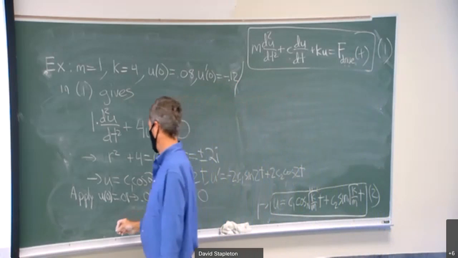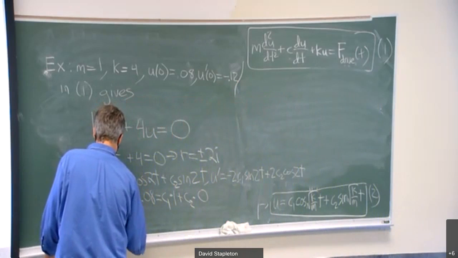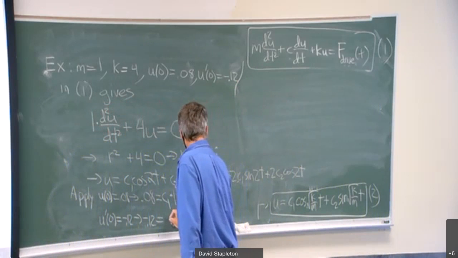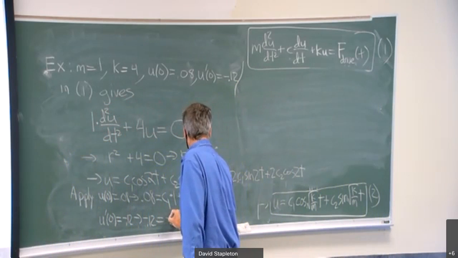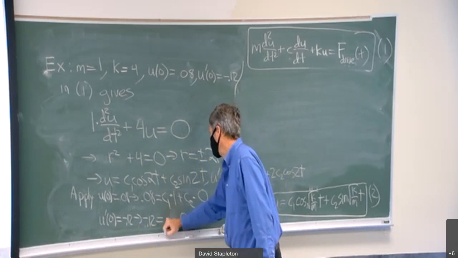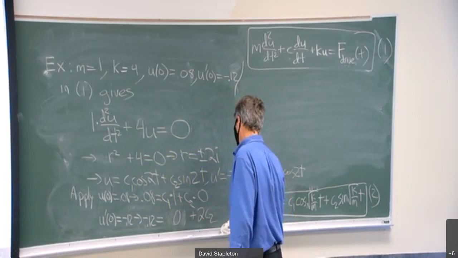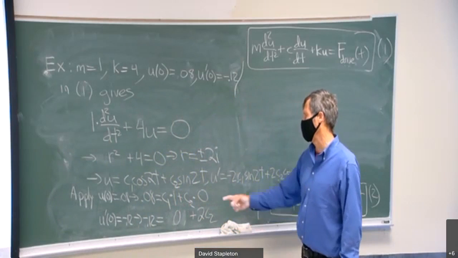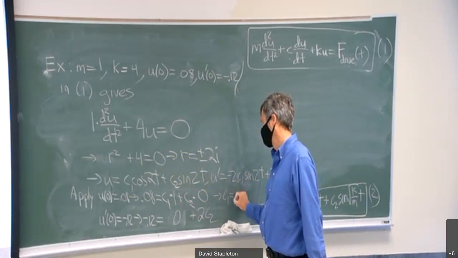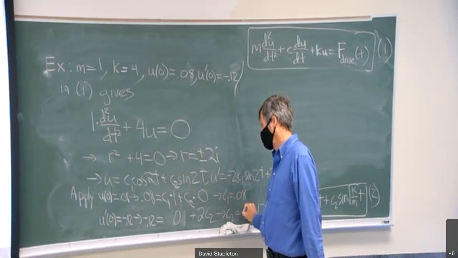And this gives me u prime of 0 equals minus 0.12. That says that minus 0.12 is minus 2 times 0, because sine is 0, plus 2C2 times cosine of 0, which is 1. And now I have it. This one says quite easily that C1 is 0.08. This one says, in this case, quite easily that C2 is minus 0.06.